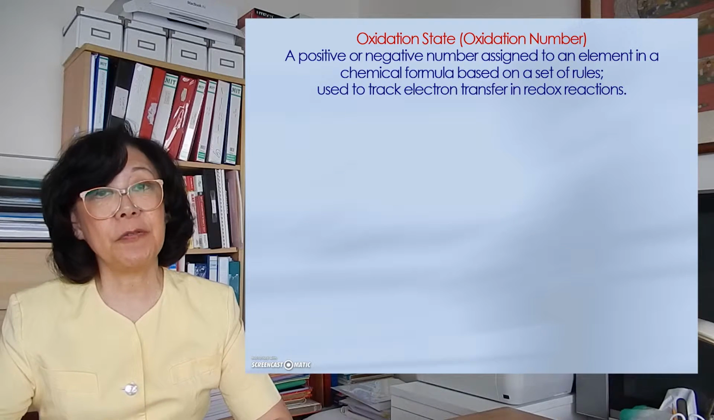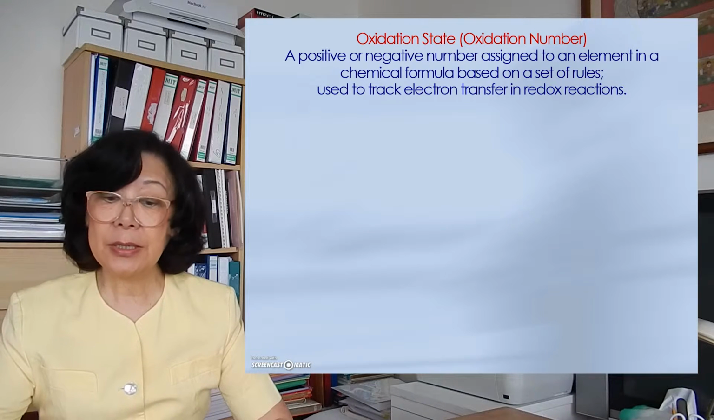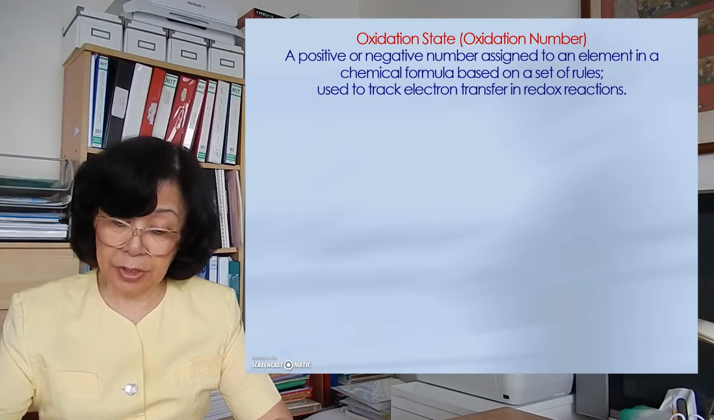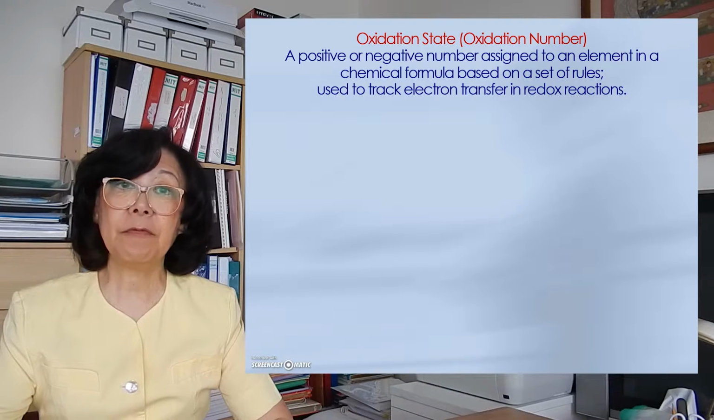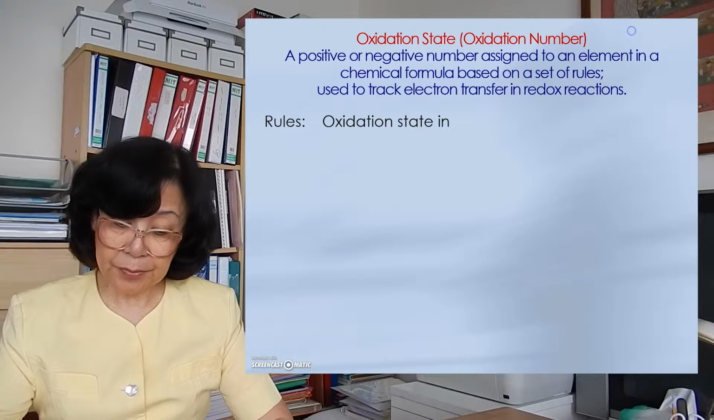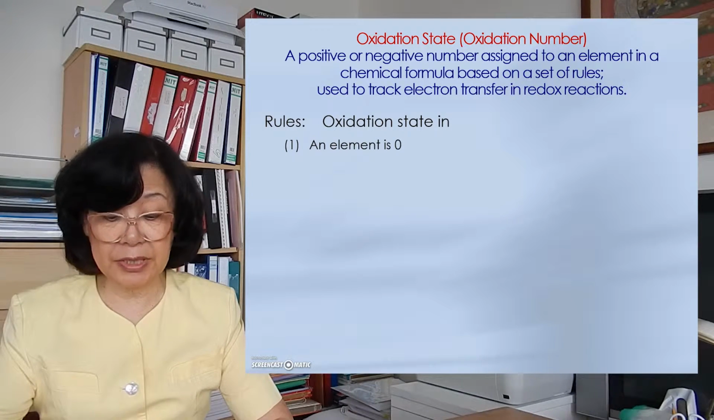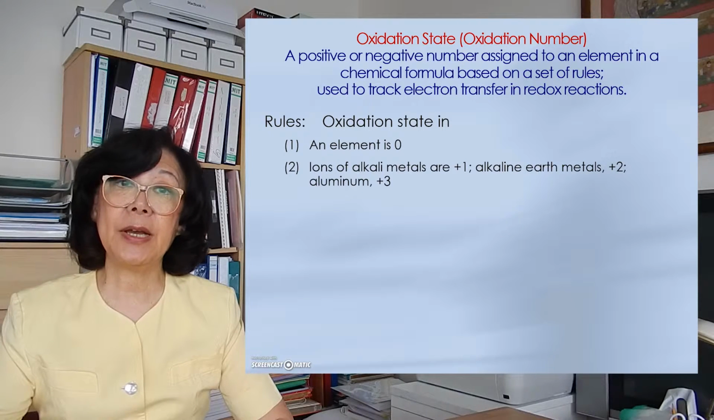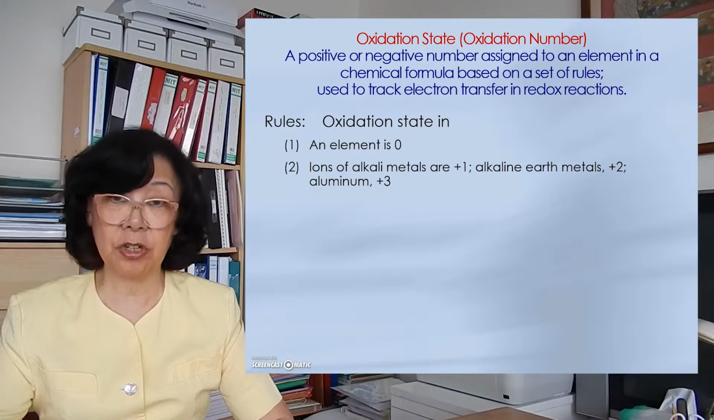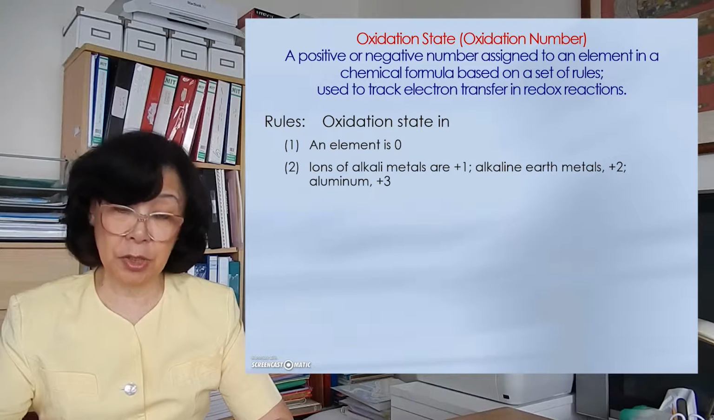Now let's first review what oxidation states or oxidation numbers are. These are numbers arbitrarily assigned to an element in a chemical formula, and we use them to track the movement of electrons. The rules are: any element that's neutral has an oxidation number of 0. If they are metals, Group 1 has a charge of +1, Group 2 has a charge of +2, and Group 3 involving aluminum has a charge of +3.